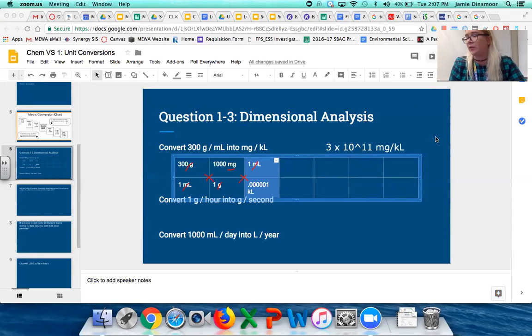Your calculator, if it says 3e to the 11, I know that's probably reversed for you guys, but if you have that e, all that means is that it's times 10 to whatever power that is. And that's just because the calculator can't display 11 zeros.